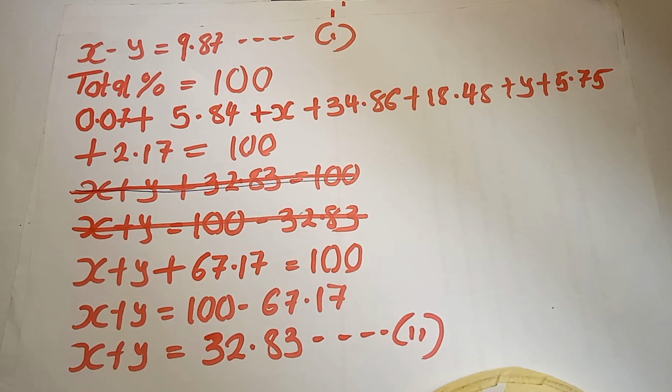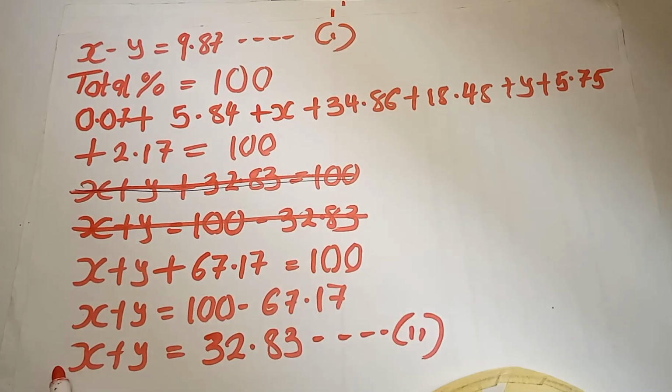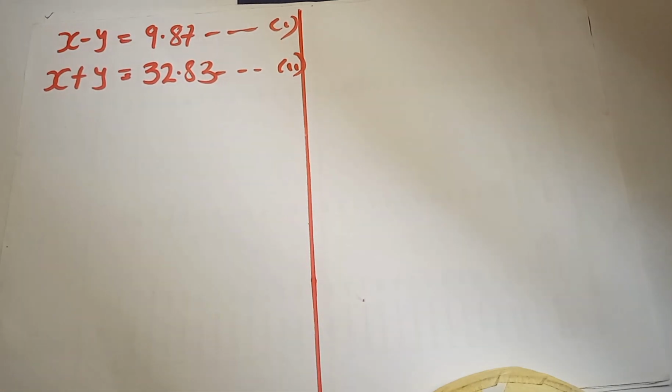So I have two equations like that: x minus y equals 9.87, and x plus y equals 32.83. The next thing to do is to combine both equation 1 and 2. So I have this as my both equations, and I can proceed to solve the value of my x and y simultaneously. Of course, this is simultaneous equation.